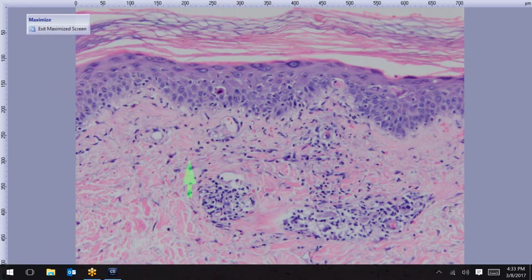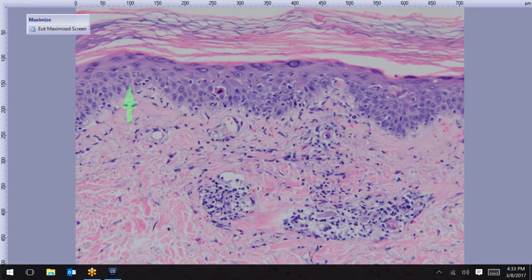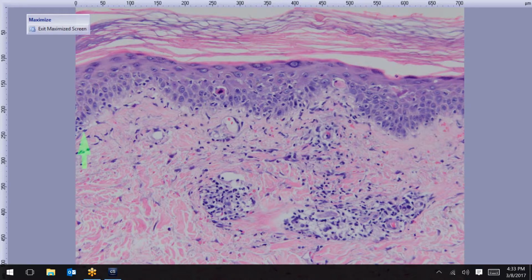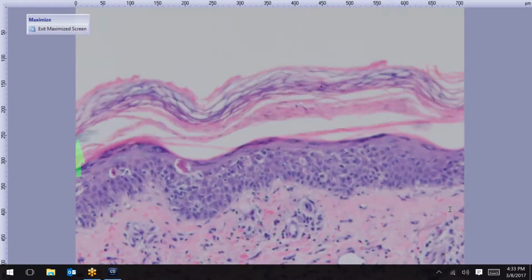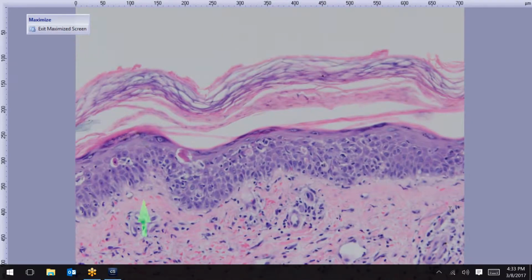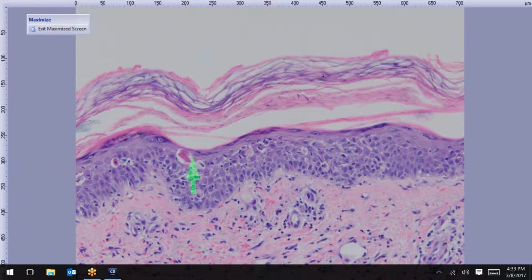Yeah, there's dyskeratosis. That's exactly right. Whenever you see dyskeratosis, it's indicative that there may be an interface dermatitis. So that's what I was kind of getting at. There's basal vacuolization really all along here. So we have basal vacuolization, all these necrotic keratinocytes, lymphocyte exocytosis, and then some lymphocytes down here.